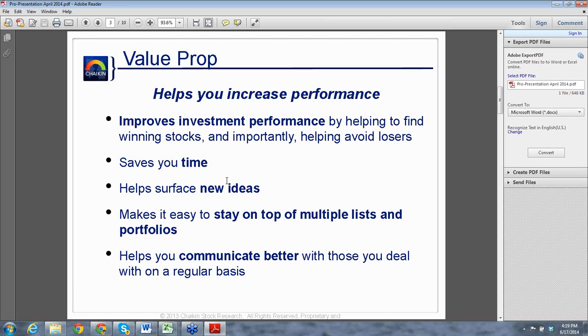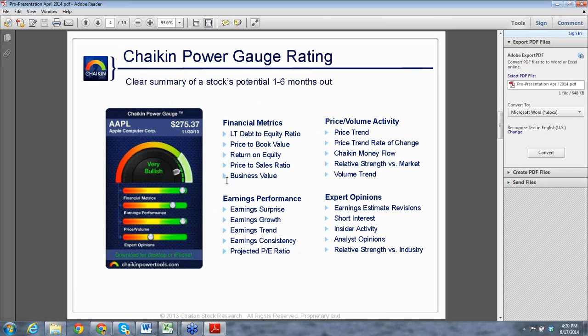And importantly, we have alert functionality. So if you're watching numbers of portfolios or numbers of analyst lists, or if you're covering accounts and you have a lot of accounts, you're trying to stay on top of their portfolios, we make it easy for you to see what's going on with respect to individual names in those portfolios that you might care about, and importantly, you might want to take action on or talk to your clients about. And finally, as a tool, it helps you communicate better with those you deal with on a regular basis, whatever your role on Wall Street.